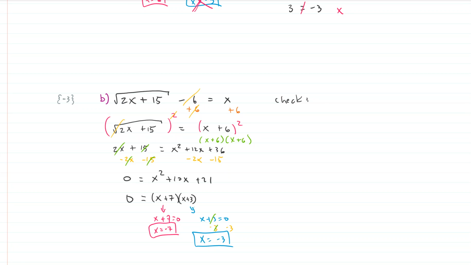So let's check x equals negative 7 first. If we're plugging it back into the original, the square root of 2 times negative 7 plus 15, minus 6 equals negative 7. 2 times negative 7 is negative 14. Add 15, it gives us square root of 1. Minus 6 equals negative 7. Square root of 1 is 1. 1 minus 6 is negative 5. And that does not equal negative 7. So this one does not work. This is extraneous.